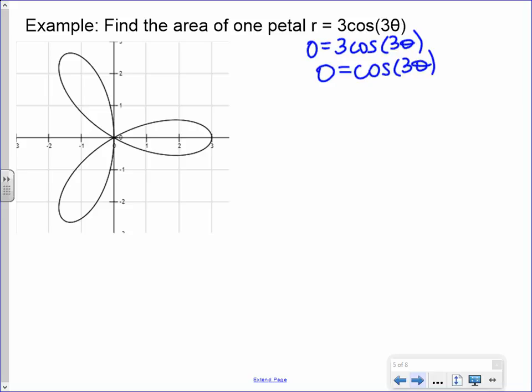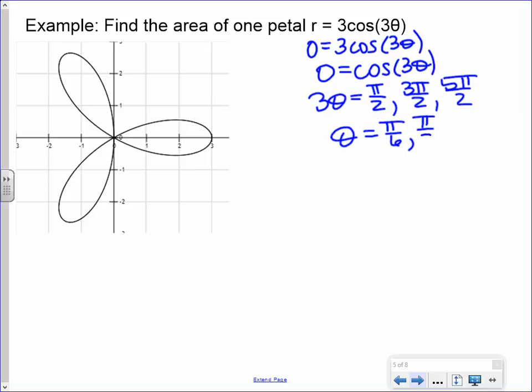Okay. How many zeros are there? 3. So the first 3 places cosine of 0 is pi over 2, 3 pi over 2, and 5 pi over 2. So our zeros are at pi over 6, pi over 2, and 5 pi over 6. Okay? It does not matter which 2 you choose as long as they are consecutive. Is this just for a boundary then?